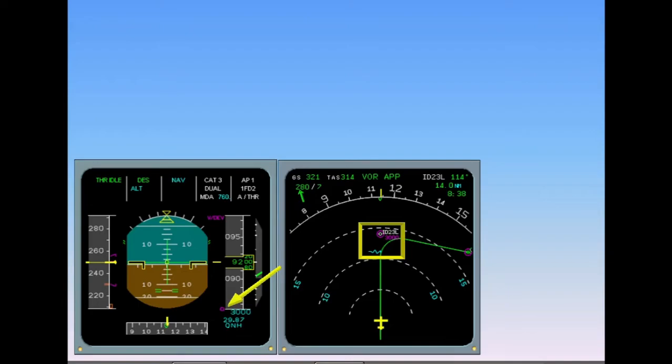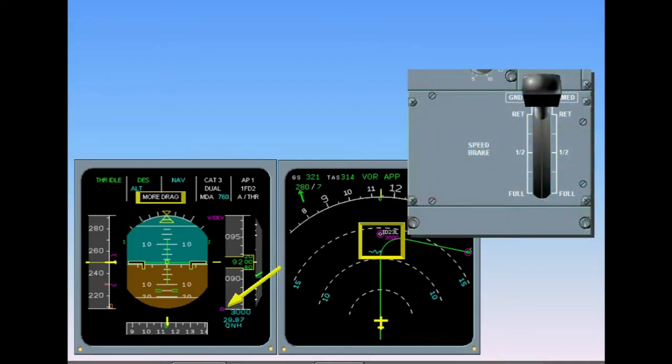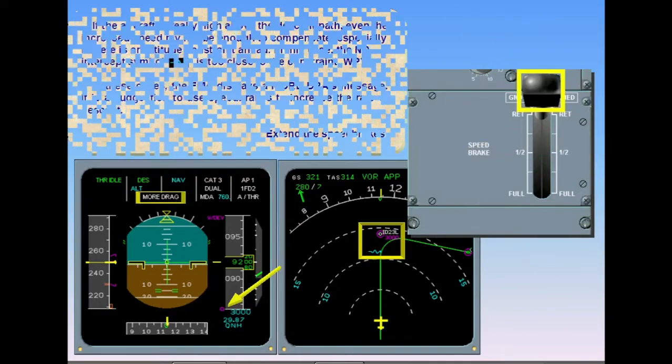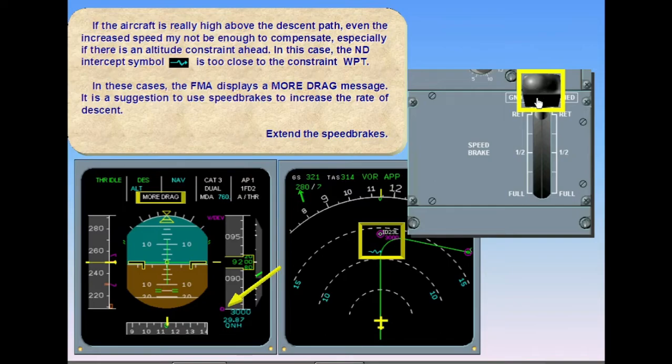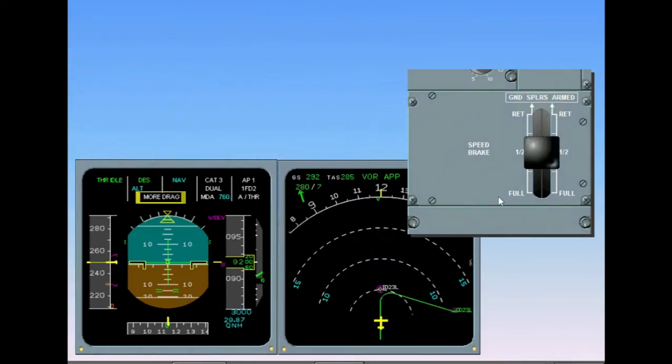In these cases, the FMA displays a more drag message. It is a suggestion to use speed brakes to increase the rate of descent. Extend the speed brakes. Once the aircraft is back on the descent path, VDEV close to zero, the more drag message disappears. The speed brakes may now be retracted.